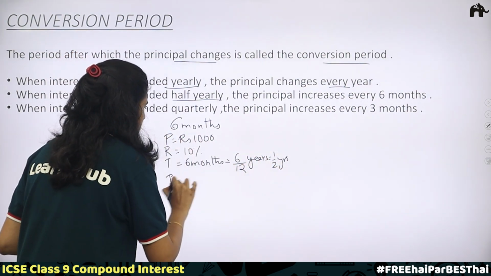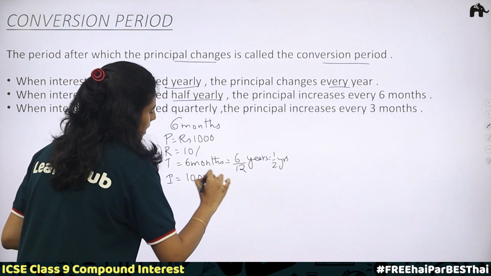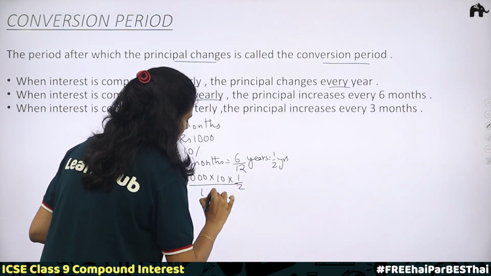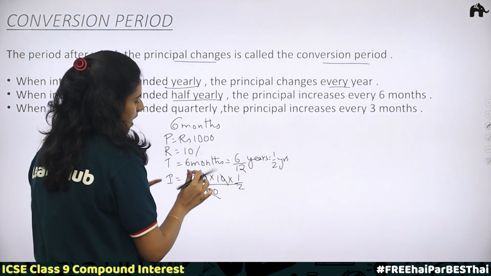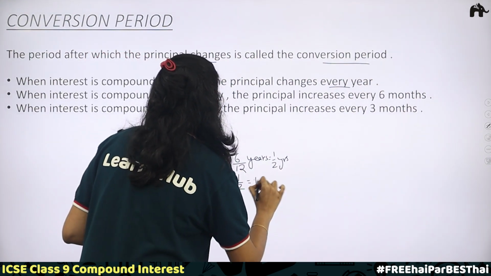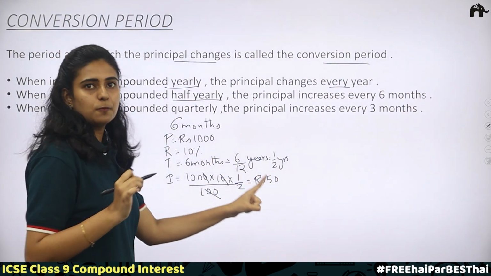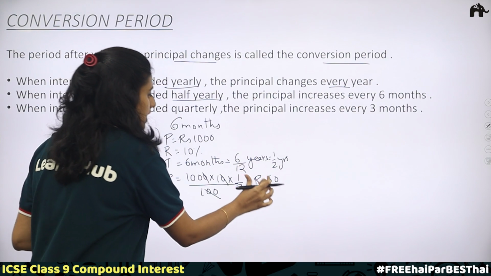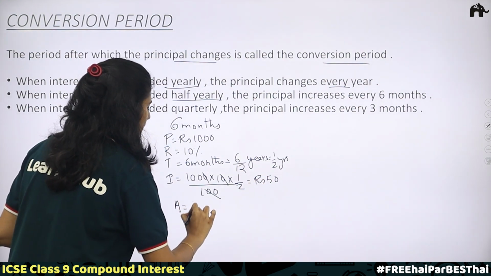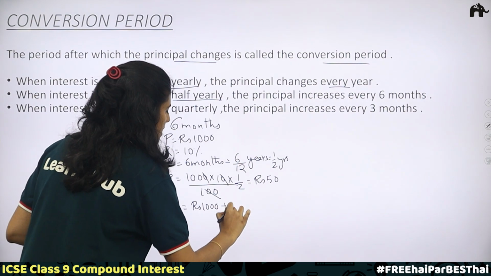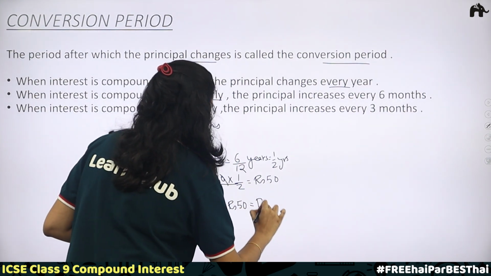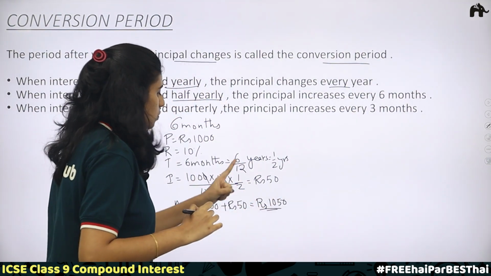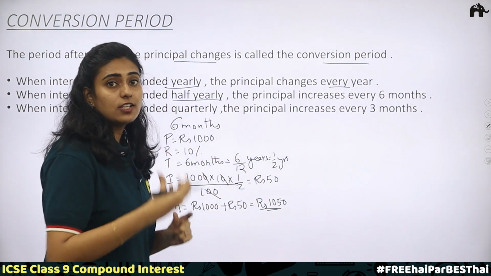Here the time is half years. Then what is the interest? Interest will be equal to principal into rate of interest into time divided by 100. Cancelling zeros, 100 divided by 2, that is equal to rupees 50. Here the interest is rupees 50. For the 6 months it has gained an interest of rupees 50. If the interest is rupees 50, then what is the amount? Amount will be equal to rupees 1,000 plus rupees 50, which is equal to rupees 1,050. This amount will now become the principal for the next 6 months.